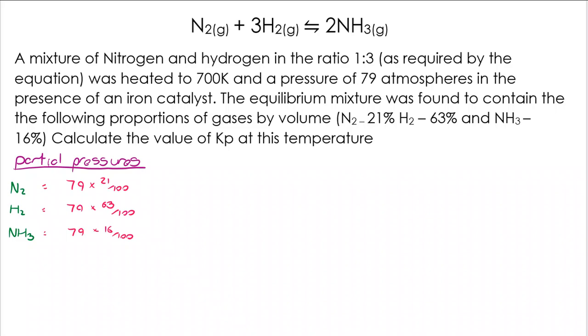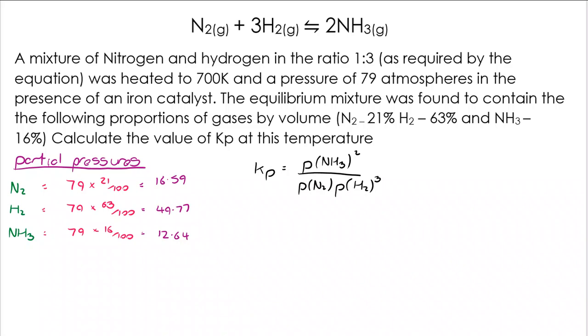I carry out those calculations and I get my partial pressures. 16.59, 49.77 and 12.64. And give or take a tiny bit of rounding, what you should find is that they add up to the total pressure. That's a quick check if you're going through and checking your calculations. Now I've got all of those, I'm going to write my expression for Kp.